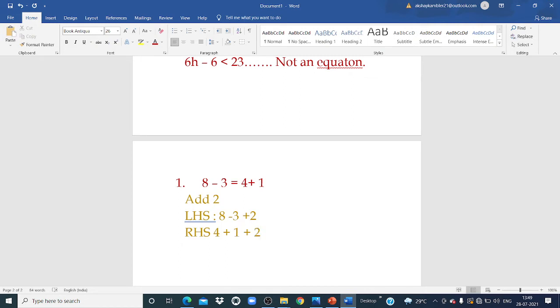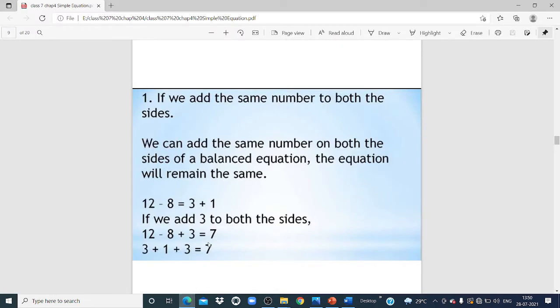So what is the answer of LHS? LHS 8 minus 3 plus 2. Answer is what? 8 minus 3 is 5, 5 plus 2 is 7. Check for RHS. What is your RHS? 4 plus 1. 4 plus 1 is equal to 5 and 5 plus 2 is equal to 7. So both are what? Balanced equation. Correct? So whenever we have to add any number, we should add to the LHS as well as RHS. Clear with it? Very good.